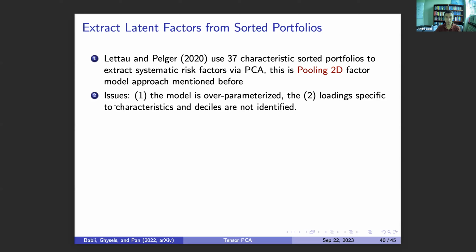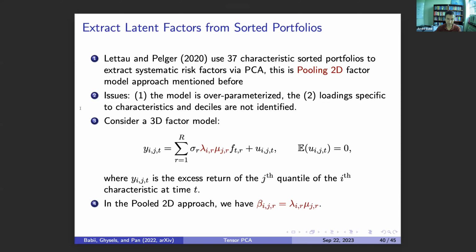So we only explore pooled loadings in this way. And we discussed two issues with this approach. First, the model is overparameterized. And second, we cannot identify loadings specific to different deciles and different characteristics. We can only identify pooled loadings. So let's look at the three-dimensional factor model for this data set. So Y_ijt here is the excess return for a portfolio sorted on i-th characteristic, and we have j-th quantile at time t.